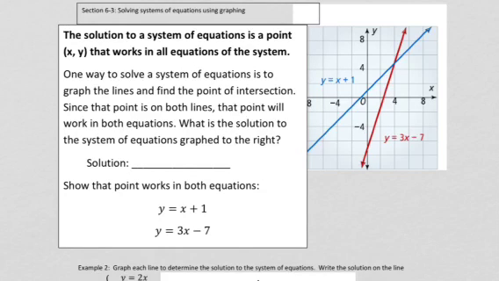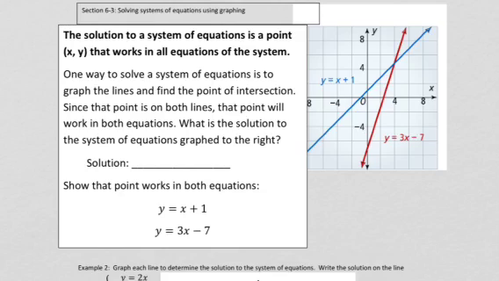Hi there, in this video you will learn how to solve a system of linear equations by graphing. So we're going to first start by talking about these notes right here. The solution to a system is a point (x, y) that works in all equations of the system. So one way to solve a system of equations is to graph the lines and find the point of intersection. Since that point is on both lines, that point will work in both equations.